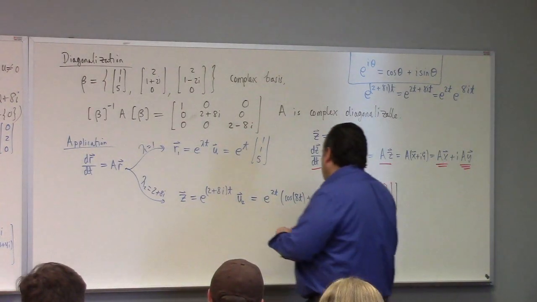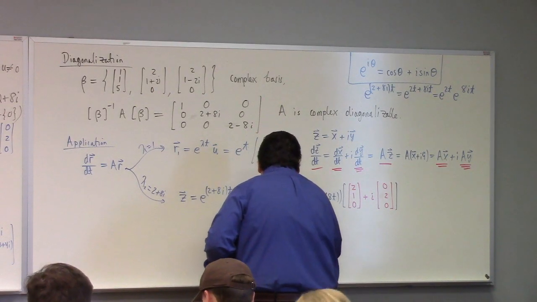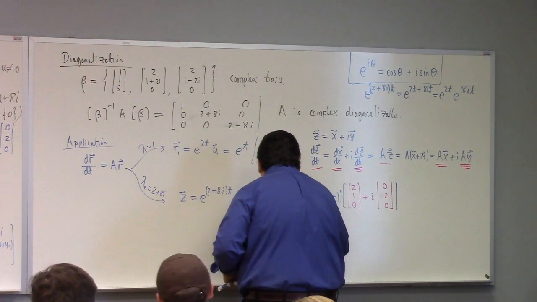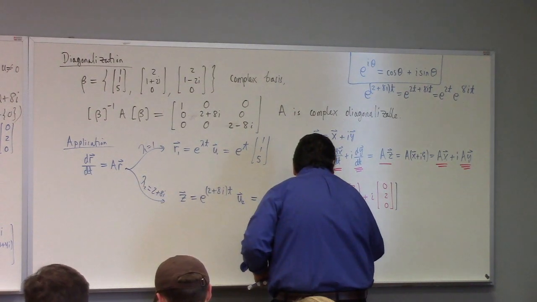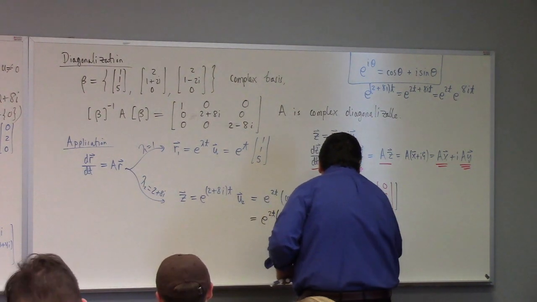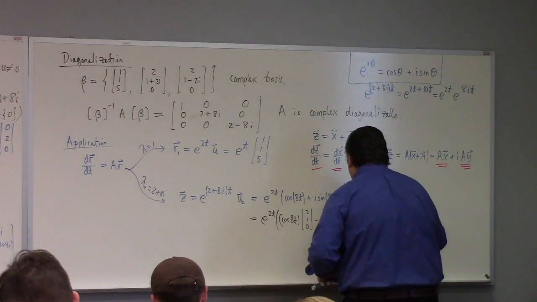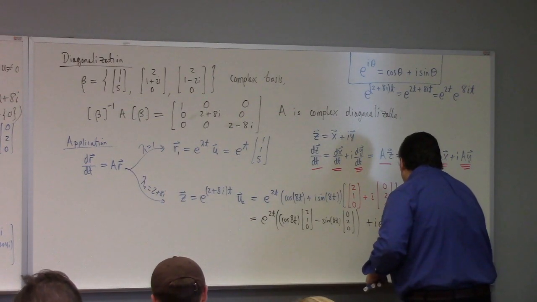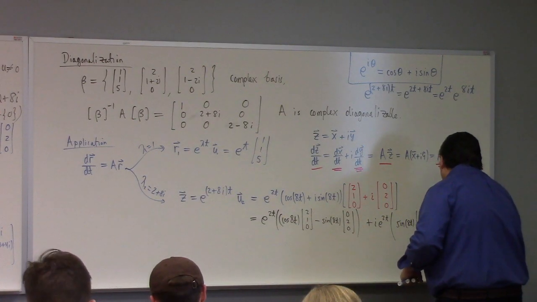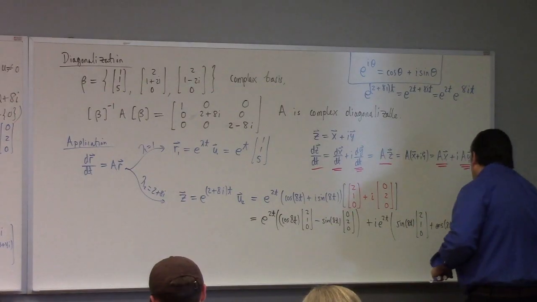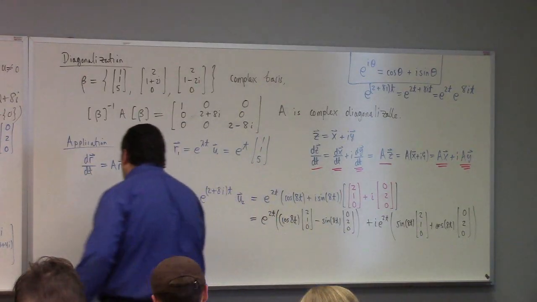And so that is just a short calculation, which I'll do here, which is e to the 2t cosine 8t times the vector 2, 1, 0 minus the sine of 8t times the vector 0, 2, 0. Parentheses, plus i times e to the 2t, big parentheses, sine of 8t times the 2, 1, 0 vector, plus cosine of 8t times the 0, 2, 0 vector. So I'll finish the solution here.